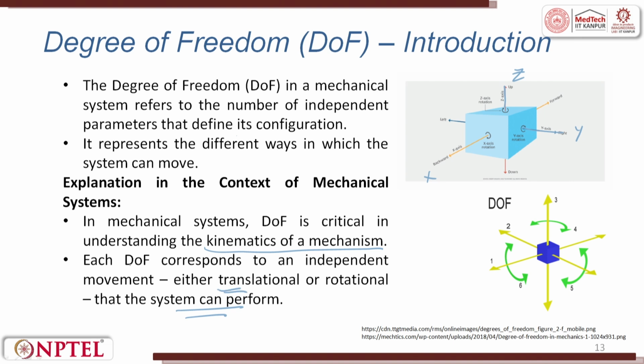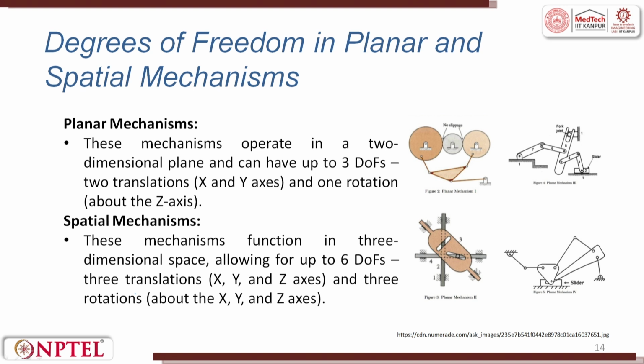So, please understand, it is the independent movement. This word is very, very important. Independent movement. Degrees of freedom is very important to define, because when we talk about the kinematics of mechanisms, this plays a very, very important role. So, what are the different types of mechanisms, and how are their degrees of freedom calculated? There are two kinds of mechanisms. One is called a planar mechanism, the other is called a spatial mechanism.